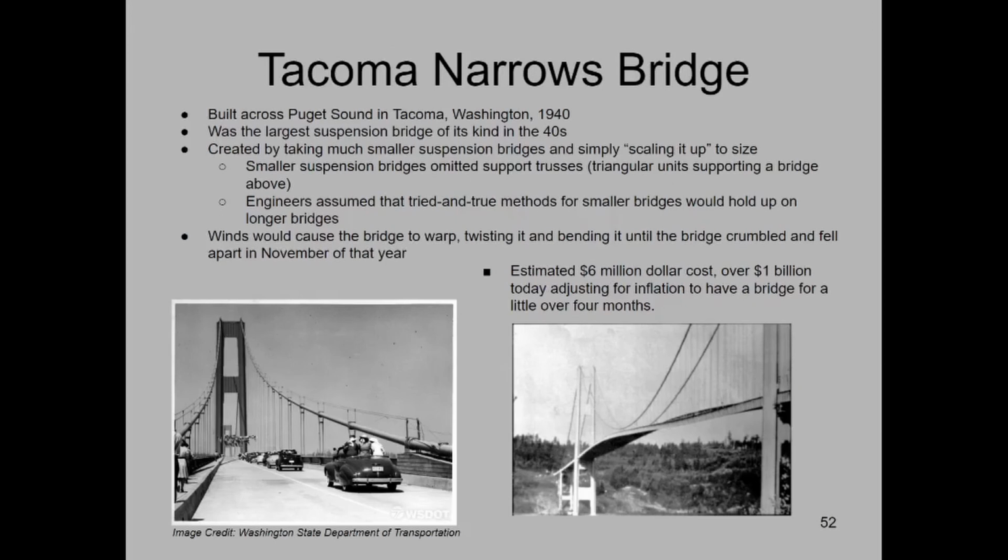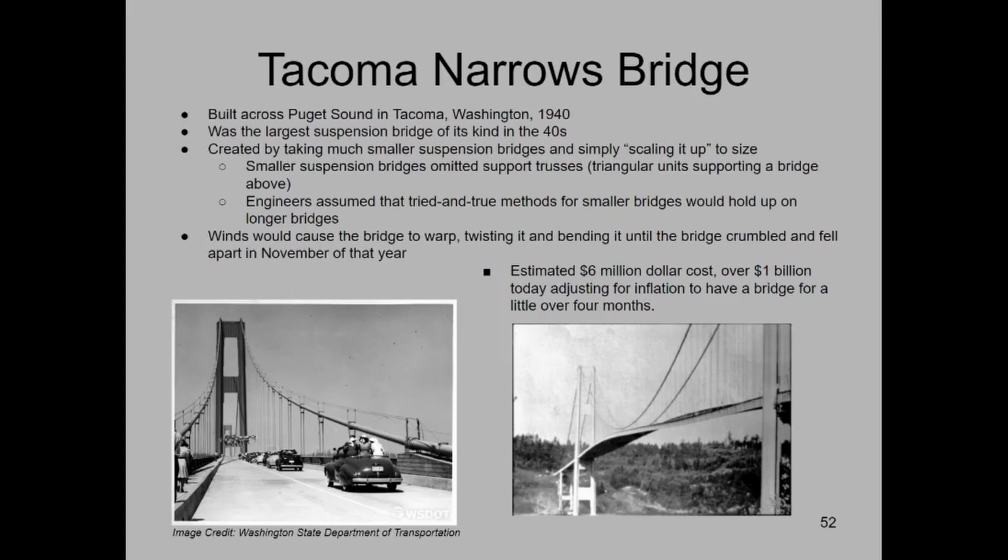So for another example, this time on the ground instead of space, let's talk about the Tacoma Narrows Bridge. It was built across Puget Sound in the 40s in Tacoma, Washington. At the time, it was the largest suspension bridge ever constructed.